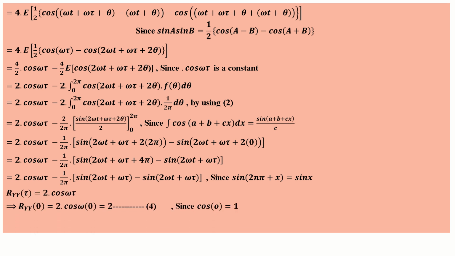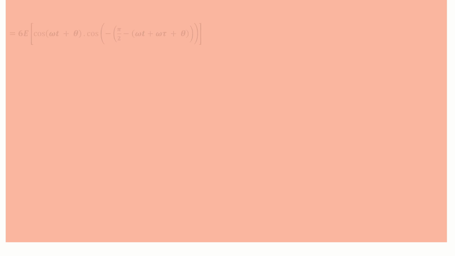So Ryy of 0 is equal to 2 into cos 0, that is 2, because cos 0 is equal to 1. So now Rxy of τ, which is equal to the expected value of x(t) y(t + τ), right? That is equal to the expected value of 3 cos(ωt + θ) times 2 cos(ωt + ωτ + θ − π/2).